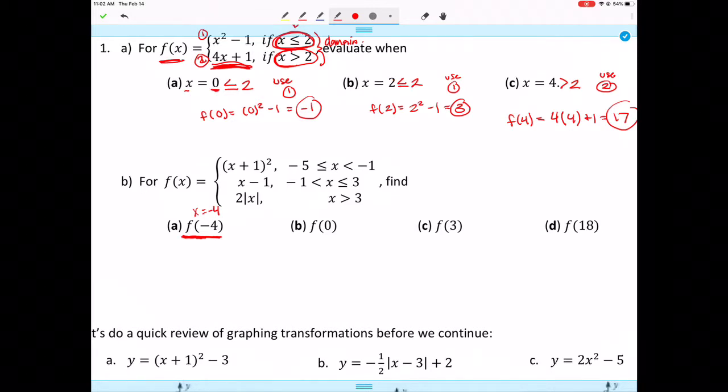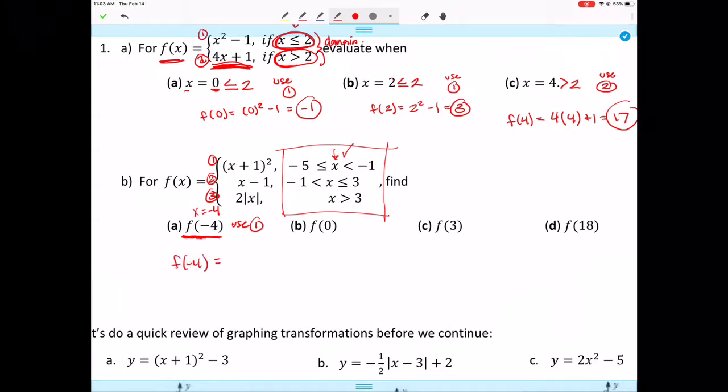All right, so here we go. We've got these 1, 2, and 3 different equations. And we're going to see for A, where x equals negative 4, in which domain, so these are our domains, will it fit? So is negative 4 going to go in here? Is negative 4 greater than or equal to negative 5 and also less than negative 1? Well, it is. Okay, so we would use 1. So we do f of negative 4 equals negative 4 plus 1 squared, which is negative 3 squared, which is 9.